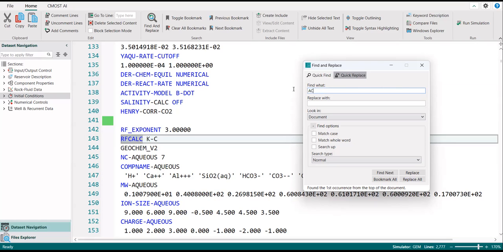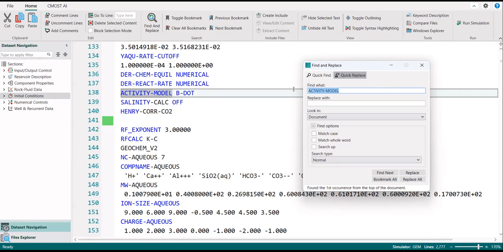All right, and then activity model. Okay, this is some keywords. Activity model B dot. Right now we can explain this here. So this is the activity model for the aqueous phase. It must be followed by a B dot or other options. Actually, there's no sophisticated explanation, by the way, based on the manual. So if you're interested, you can find it on the internet, what B dot is.